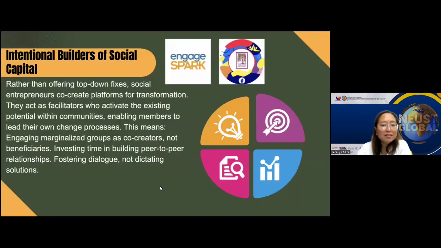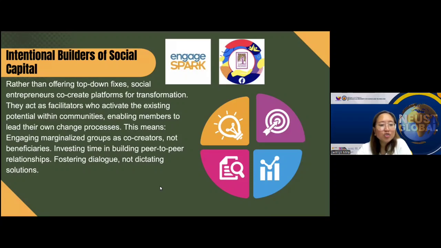So, intentional builders of social capital. Social entrepreneurs don't just hand out solutions. They help communities create their own. By connecting people, encouraging dialogue, and involving everyone, they are turning members into active participants who will lead the change. Example, a social entrepreneur working in a rural village doesn't just provide new farming tools. Instead, they bring the farmers together to share knowledge, plan joint projects, and support one another, building trust and strong networks that continue to grow even after the entrepreneur steps back.